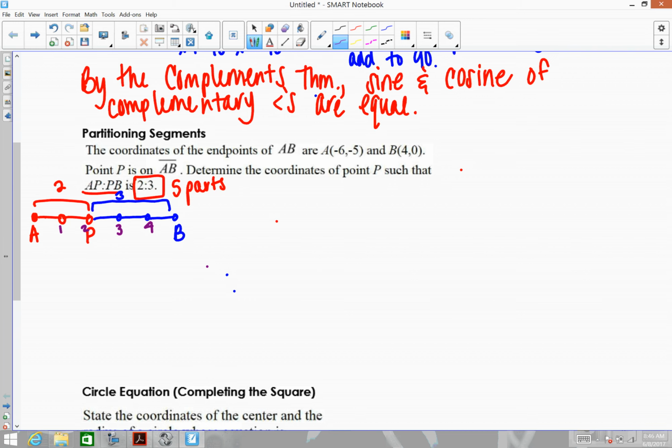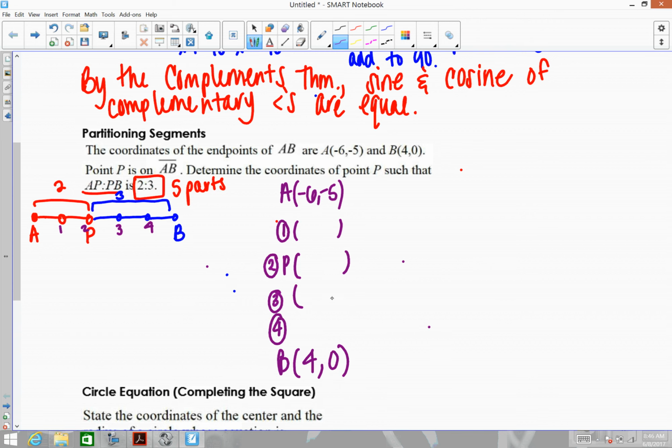So what you can do now is you line up the coordinates. So we have -6, -5. We're going to have another coordinate. The second coordinate is the one I want. That's going to be point P. Third coordinate, fourth coordinate, and then your last one here is point B, 4, 0. So then you ask yourself, how did I get from the x value of A to the x value of B? From -6 to 4, you would have had to add 10. You can always put this on a number line if you need to count it out.